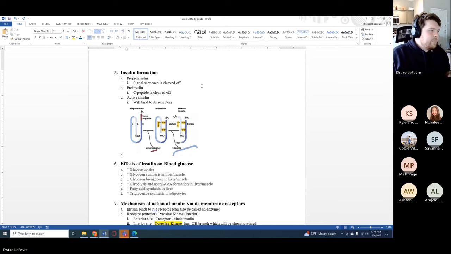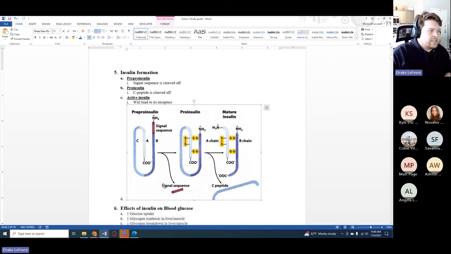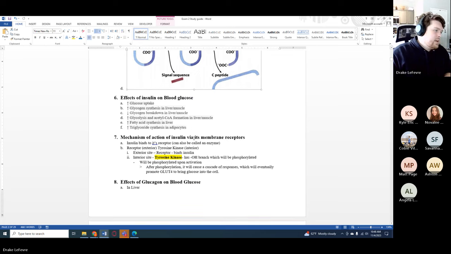Insulin formation. Know these names: the pre-proinsulin, the proinsulin, and the active insulin. You just need to know the order that they're in and kind of what is happening. So pre-proinsulin, the signal sequence will end up getting cut off to form proinsulin. In proinsulin, the C peptide is cleaved off to give us active insulin. You just need to know those three steps, what gets cleaved off, and what it turns into. Here's all of our effects of insulin on blood glucose.